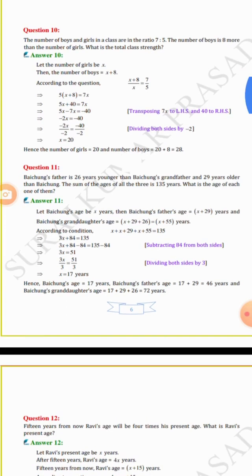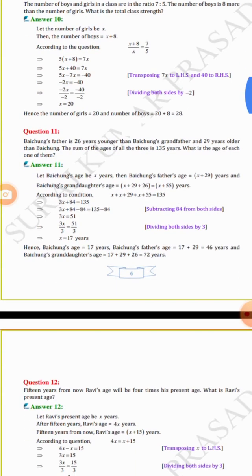According to the condition, x plus x plus 29 plus x plus 55 is equal to 135. Then we get 3x plus 84 is equal to 135. By subtracting 84 on both the sides, we get 3x plus 84 minus 84 is equal to 135 minus 84. Then we get 3x is equal to 51. Dividing by 3 on both the sides, we get 3x by 3 is equal to 51 by 3. Then the value of x is 17 years.